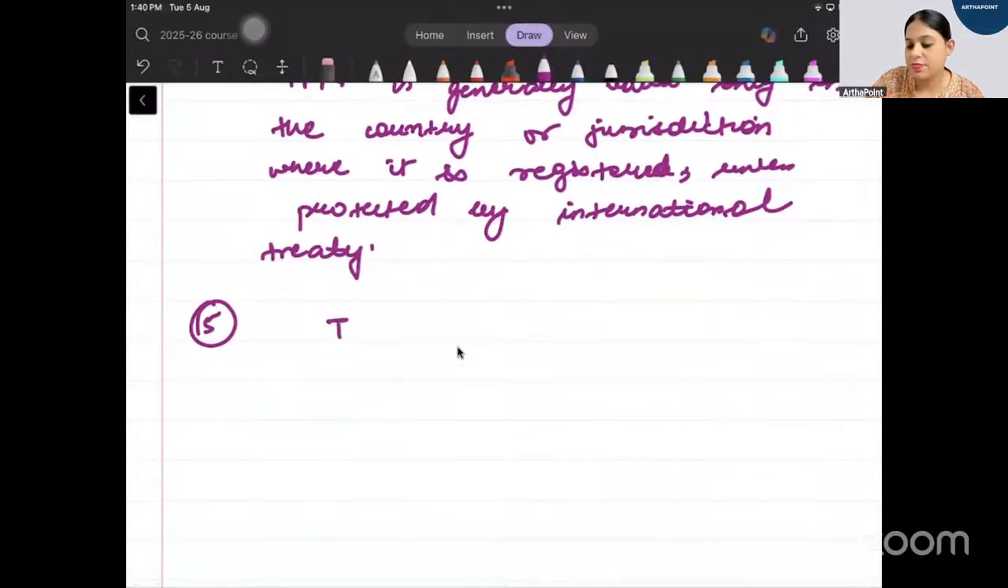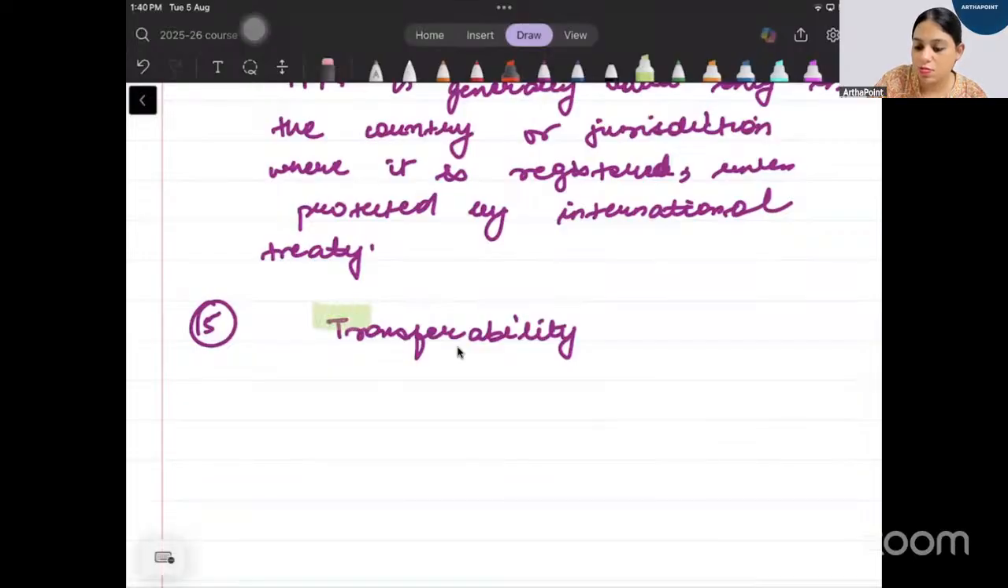Transferability. Transferability goes ahead and says that an IPR can be sold, your intellectual property right can be sold. Maan, suppose, just take an example. I had an idea of making a movie. That idea was fab. So I got my idea, licensed.